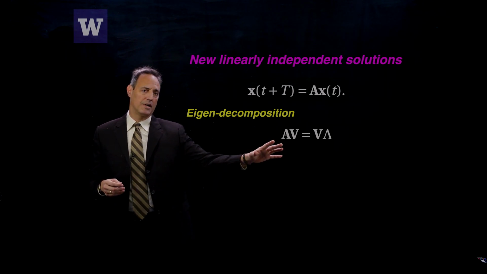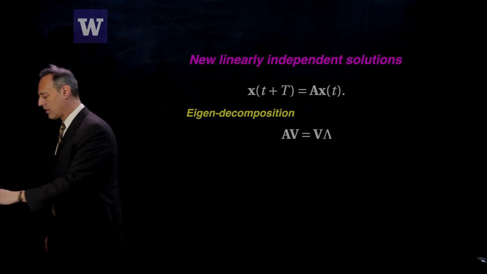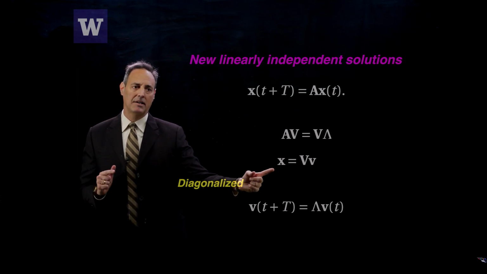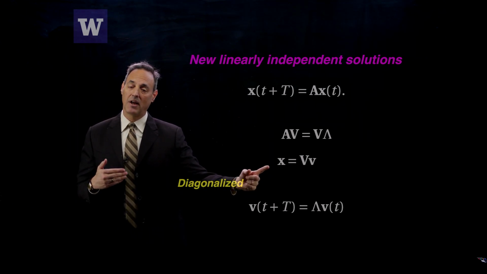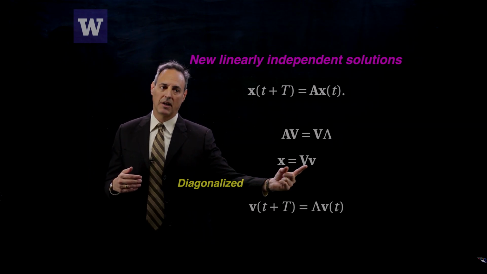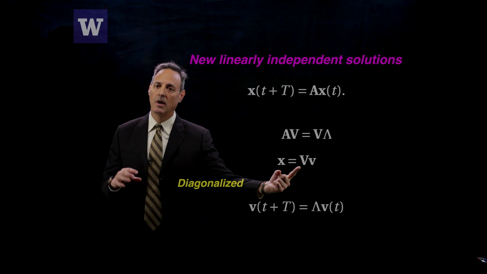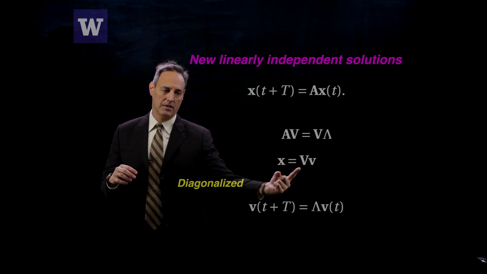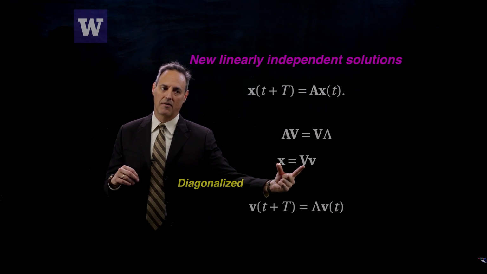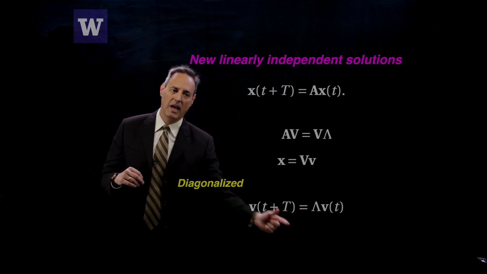So this is my transformation to an eigenvector coordinate system. I'm going to make another variable transformation: x is going to be equal to V times little v. In other words, I'm going to take this into my eigenvector coordinate system. So there it is there. And what this allows me to do, when I put this into the governing equations, is the following.